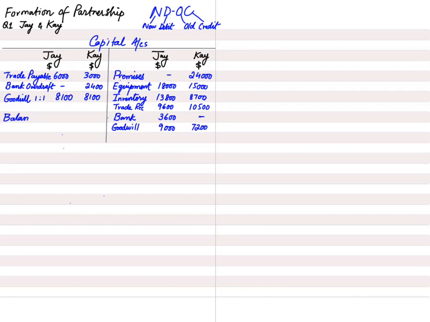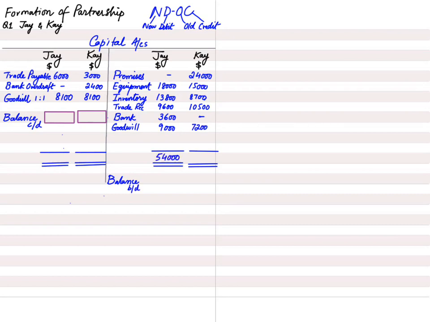Okay, so now let's add this all up. As you may be aware, the nature of the capital account is credit. The greater side is credit in terms of capital account, and the lesser side is always debit. So the balance c/d becomes balance b/d. So this was basically the capital account for a partnership formation.